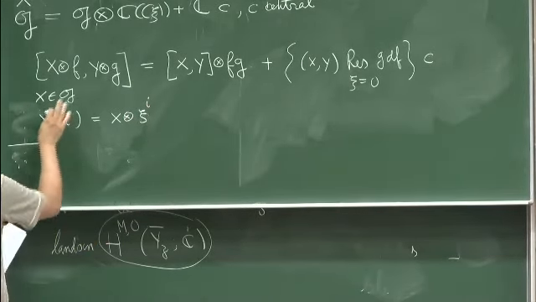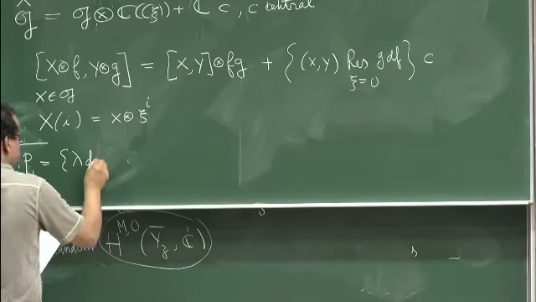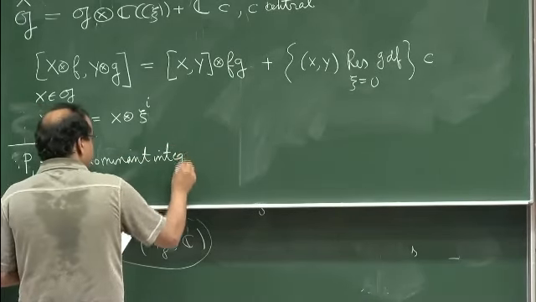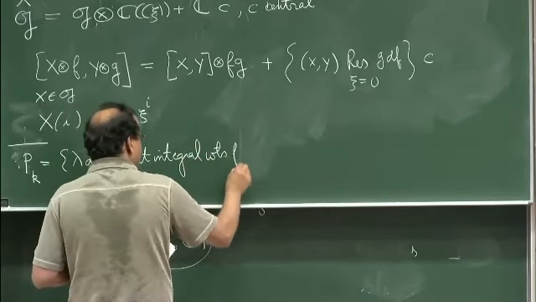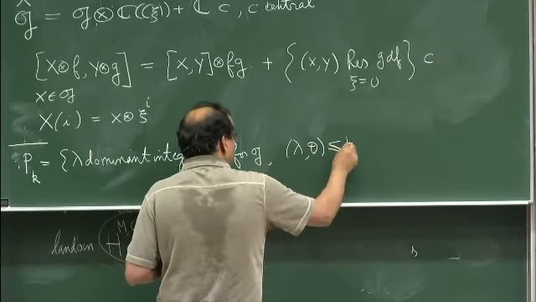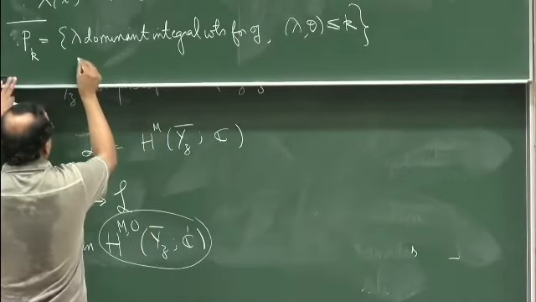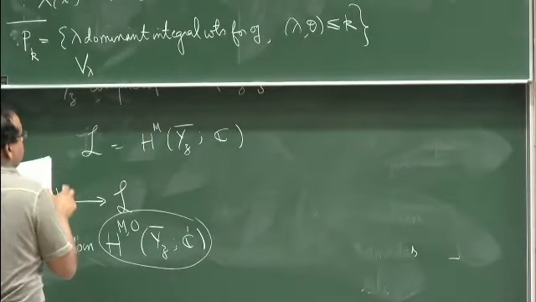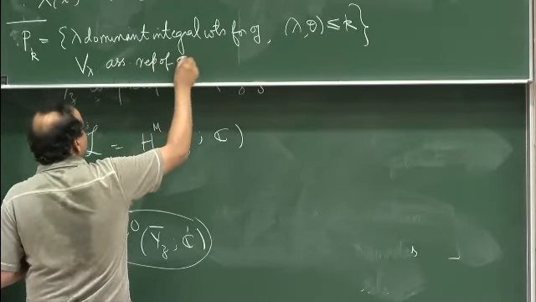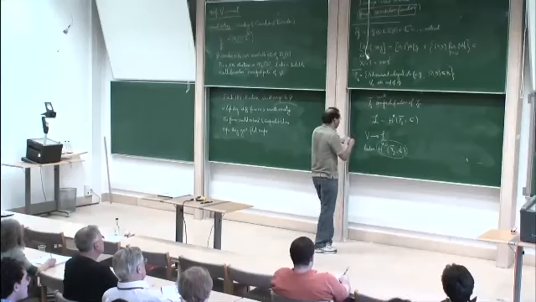Now the next topic is the representations of this. First let's form this set. Pk is the set of lambda, dominant integral weights for G with level less than or equal to k. Then the associated representation, I'm going to write as V lambda. Each of these data gives us a representation of G hat as well.